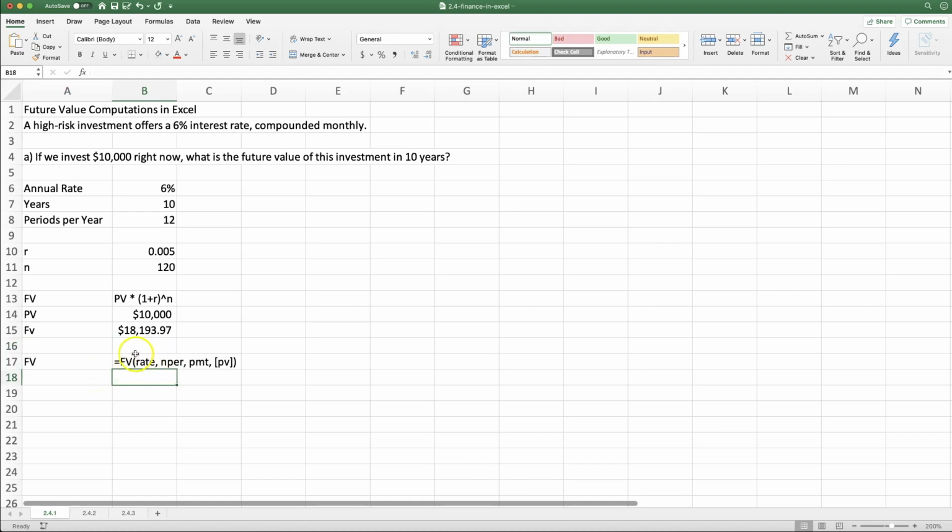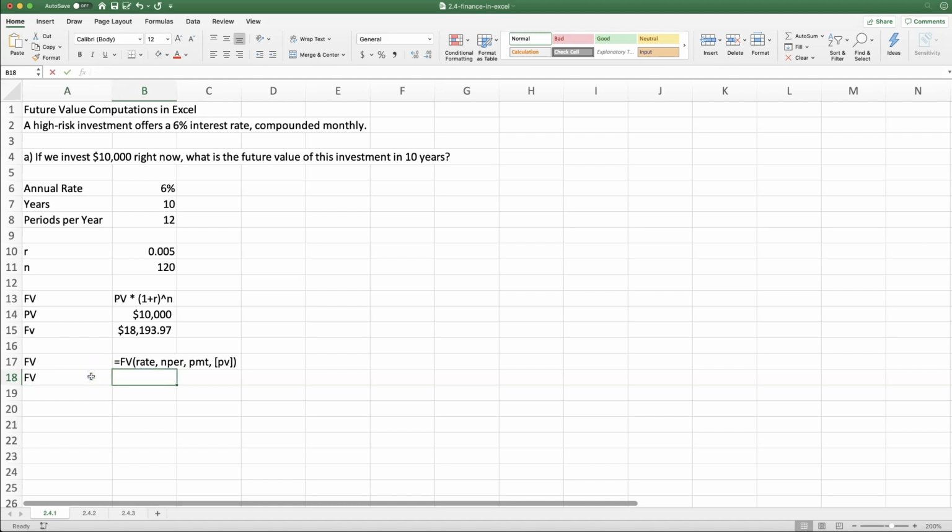Rather than use manual formulas, Excel has built-in functions for future values. The rate is the R, the compounding rate per period. The N per is the number of periods, N. The payment is if you're doing an annuity. In this case, we're not adding anything each month, so this is going to be 0. The present value is the amount of money you start with, and finally, Excel will use all of these data to compute the future value. Let's then do this for our problem.